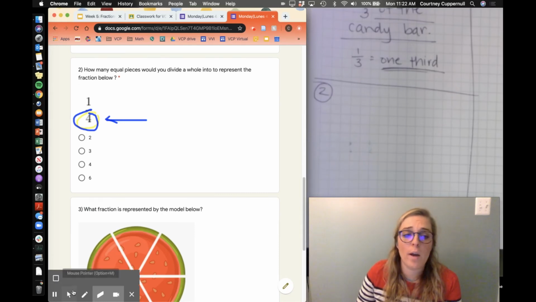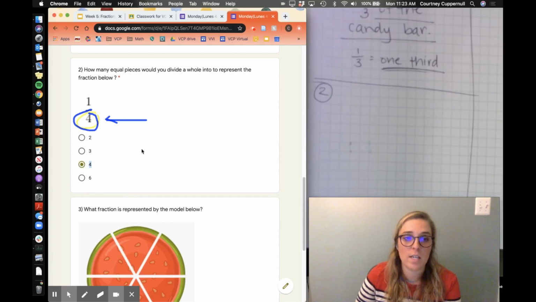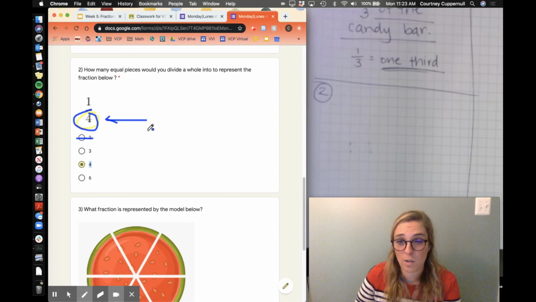So I don't even necessarily need to read this fraction in order to answer this question. In order to correctly model the fraction 1/4, because that is the fraction here, I need to have 4 equal pieces. I'm going to look at my answer choices. I know this one isn't correct because I don't even see the number 2 in my fraction, but also if I were to split something into 2 pieces, I would have halves, not fourths.